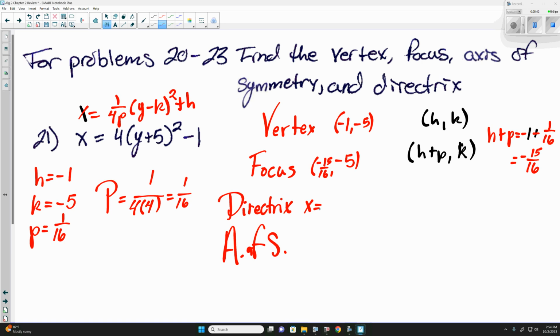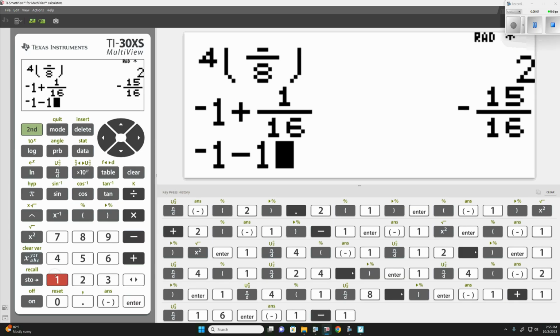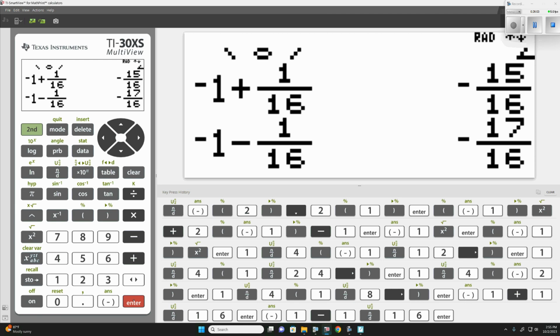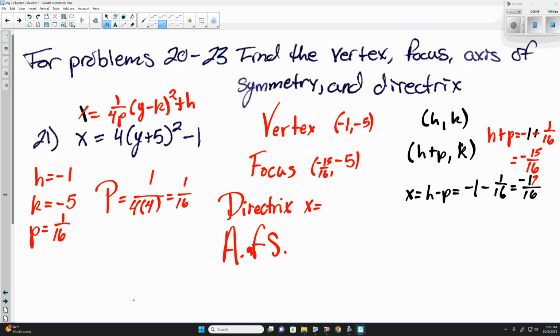Directrix in the general form is x is equal to h minus p. In our case, it'd be -1 minus 1/16, which in this case, it would be -17/16. And again, we could do this in a calculator. We don't have to do this by hand. And the axis of symmetry in its general form is y equals k. In this case, it'd be y equals -5.